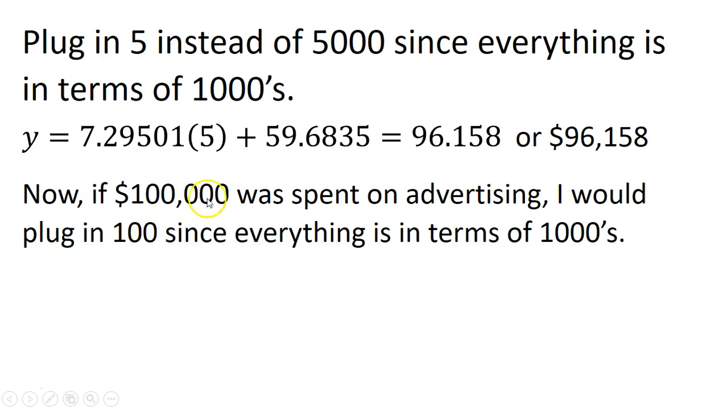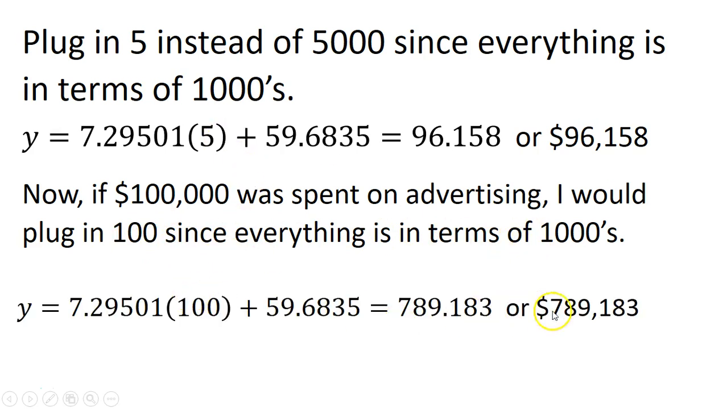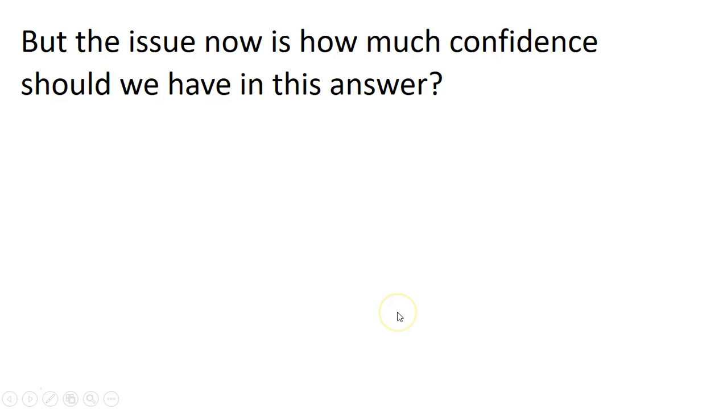And now if 100,000 was spent on advertising, I would plug in 100 since it's by thousands, and I would get roughly that. This is a predicted equation, not the actual equation, so put a little hat above your Y, and we end up getting around 789,183. So we're able to figure it out. That's our prediction. But the issue now is, how much confidence should we have in this answer?